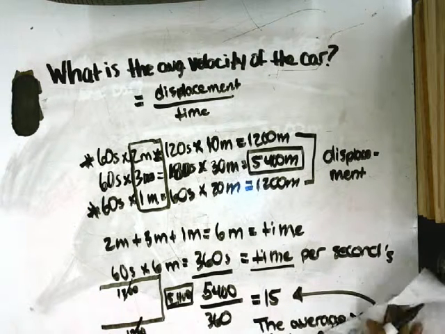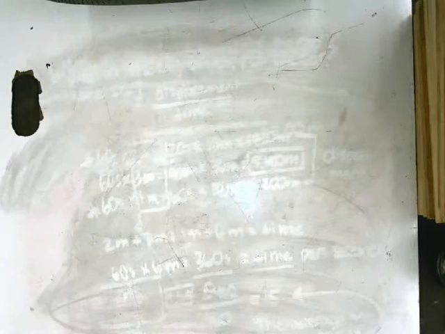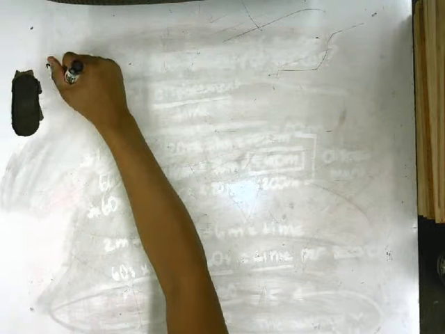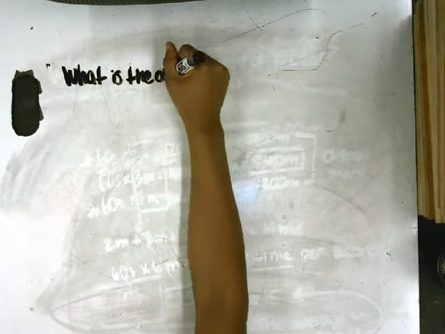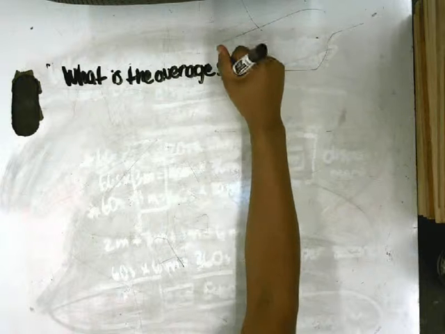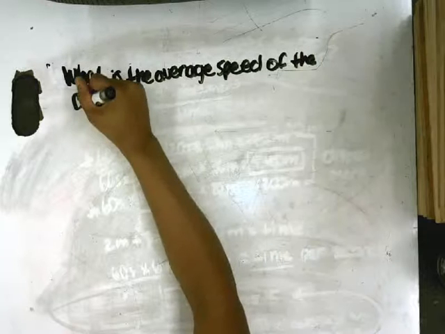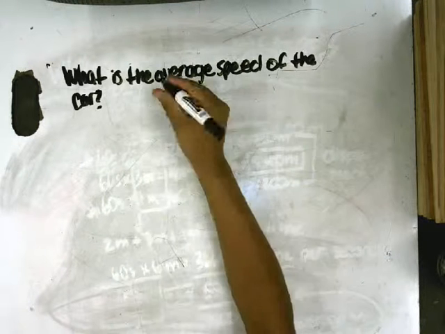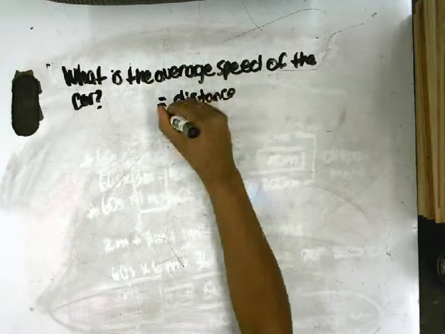Now, moving on, we are now going to find the average speed of the car. Now, when finding the average speed, we need to know that it is equal to the distance over time.